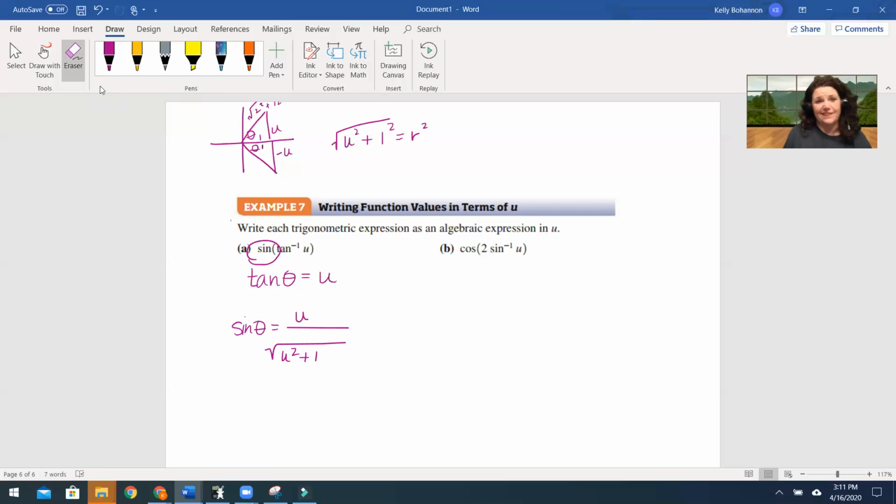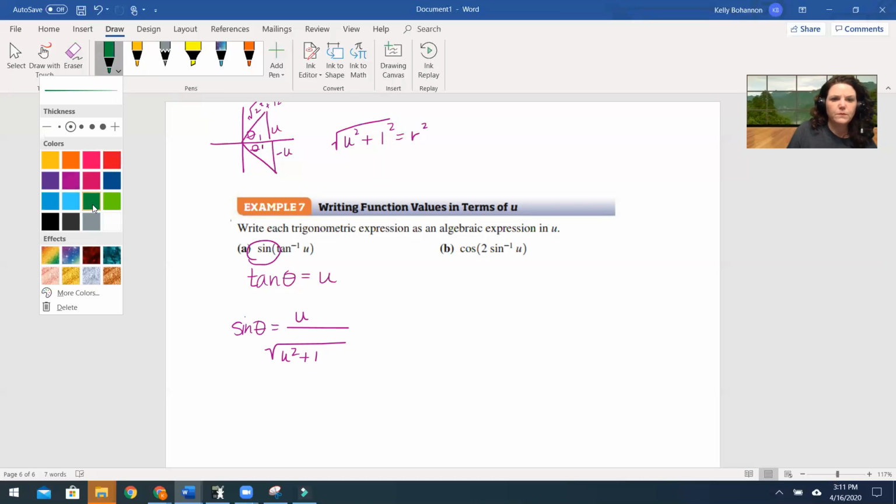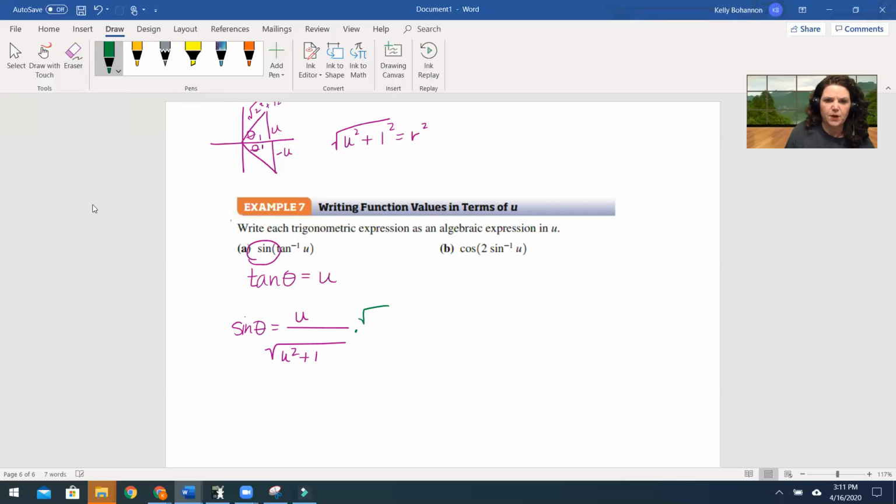Now, I can't leave it like that because you have to rationalize. You can't have that square root in the denominator. So I'm going to multiply both the top and the bottom by the square root of u squared plus 1. And that would leave me sine of theta would be u times the square root of u squared plus 1 over u squared plus 1. And that's it.